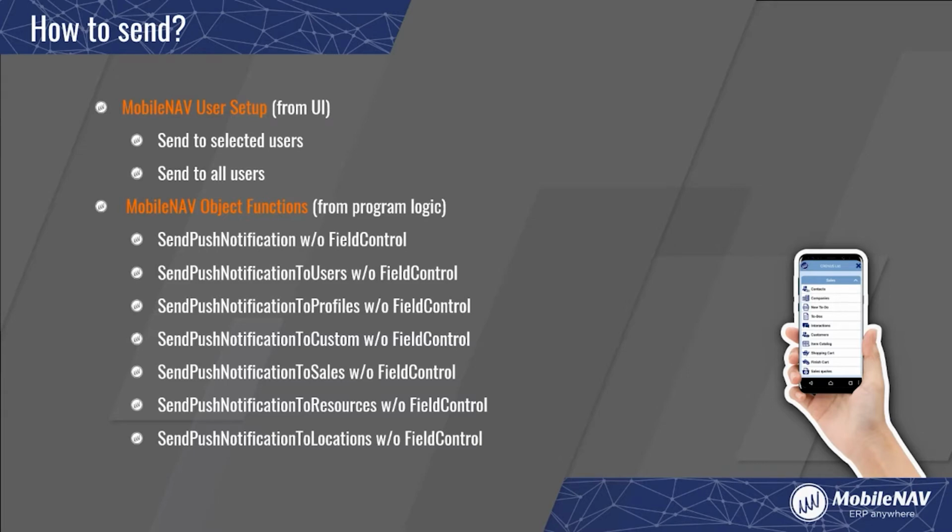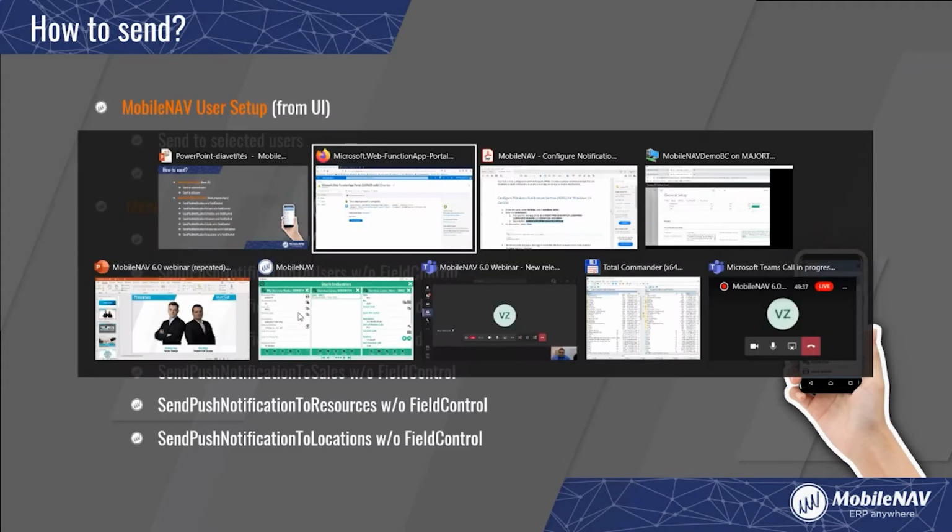So that's one option. The second option is the programmatic way. We have introduced functions in the MobileNAV object functions code unit, where you can send push notifications to different users, and not just users. You can send out messages to profiles. There you just define which profile you want to send a notification to, but the same applies to the salesperson code, resource code, or locations. So we have introduced different methods which you can use to programmatically send out notifications, and you will also see an example for that.